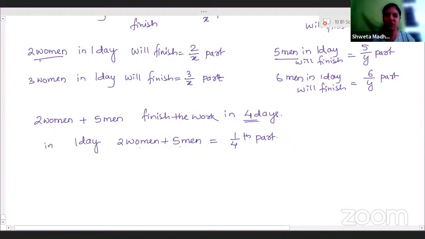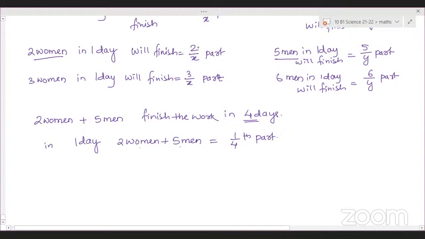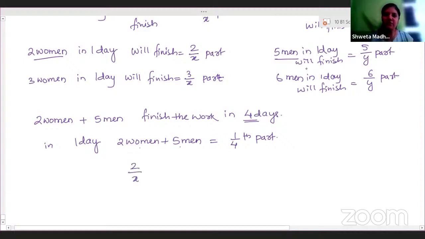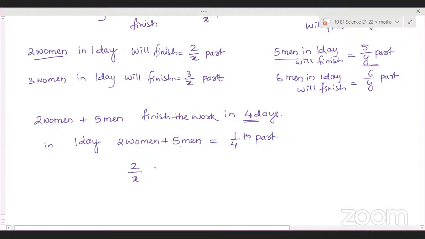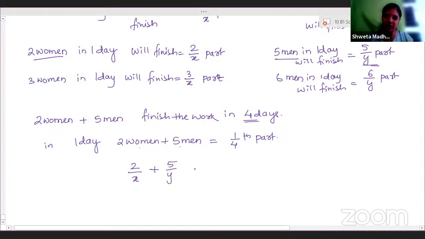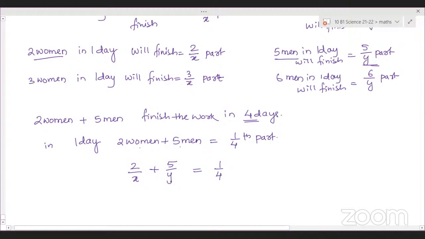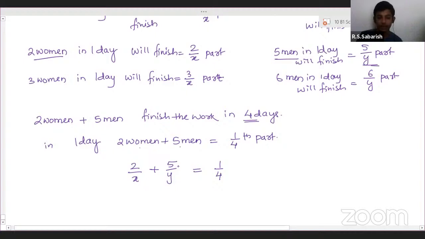Now, how much part of the work is done by 2 women in one day? 2 by X, where X is the part finished by one woman. Then 5 men in one day finish 5 by Y. And all together they finish 1/4 part. Able to understand? Yes, ma'am.